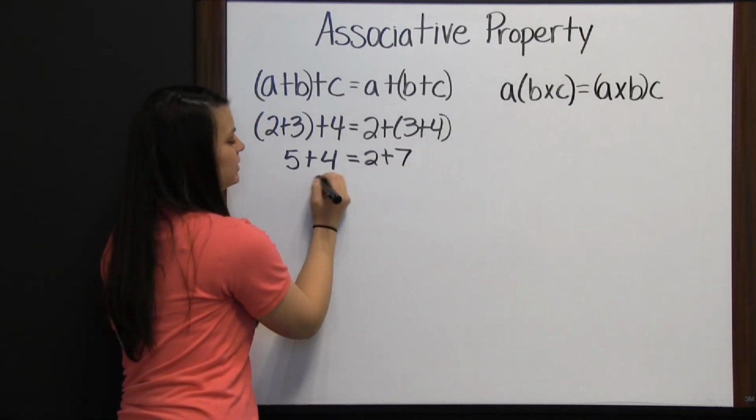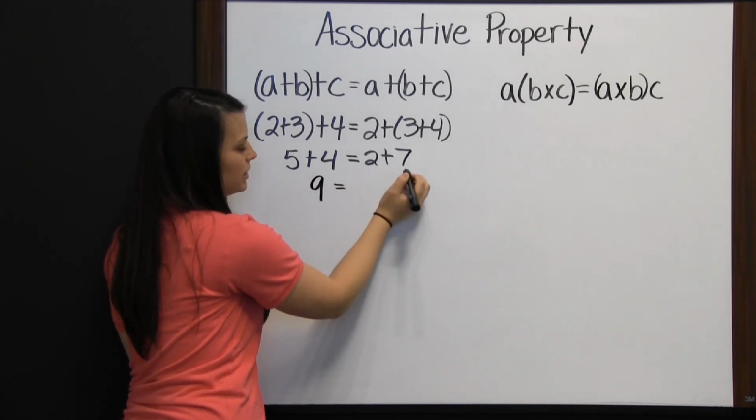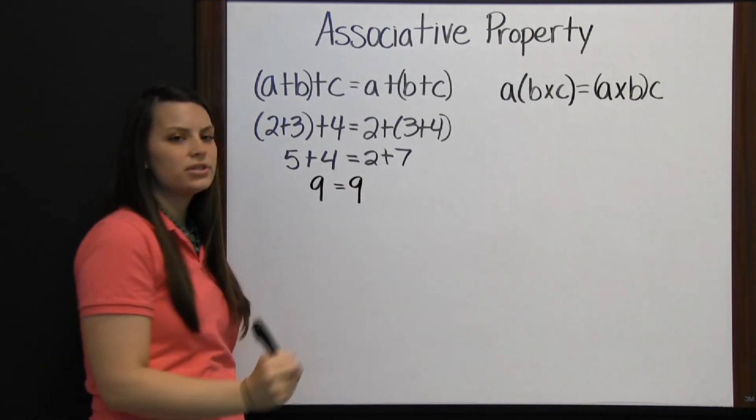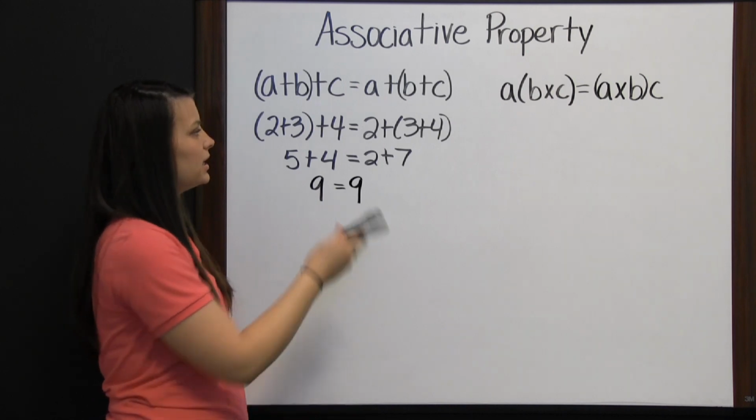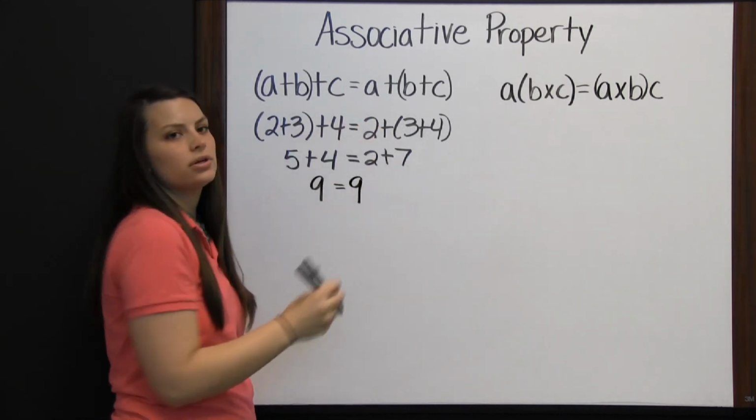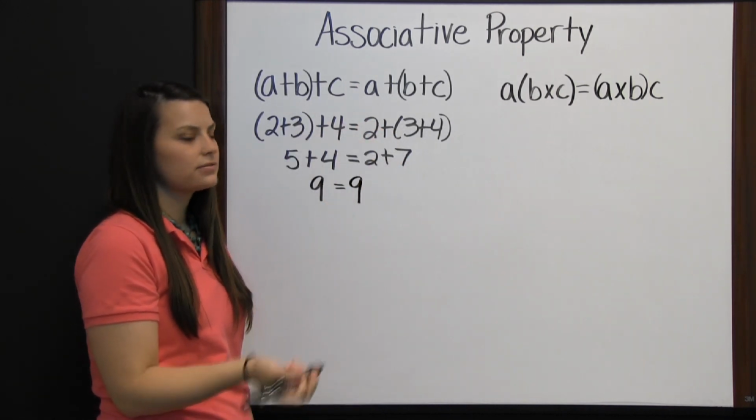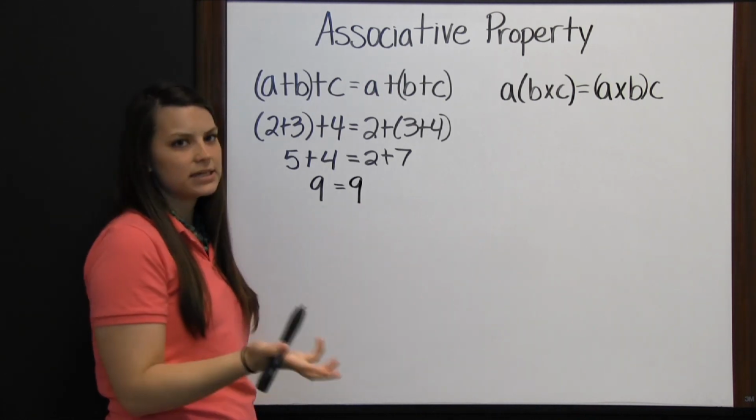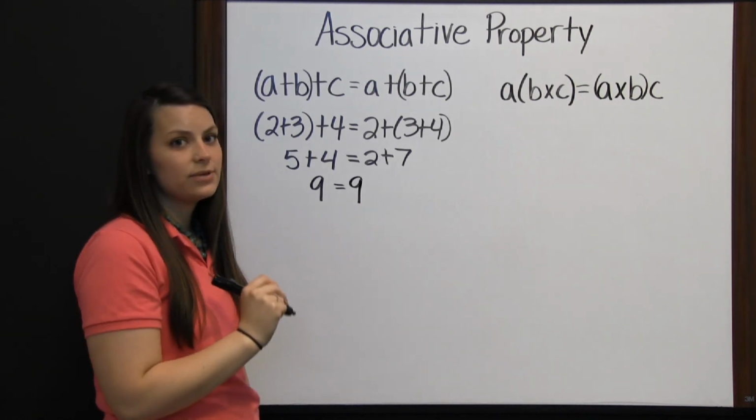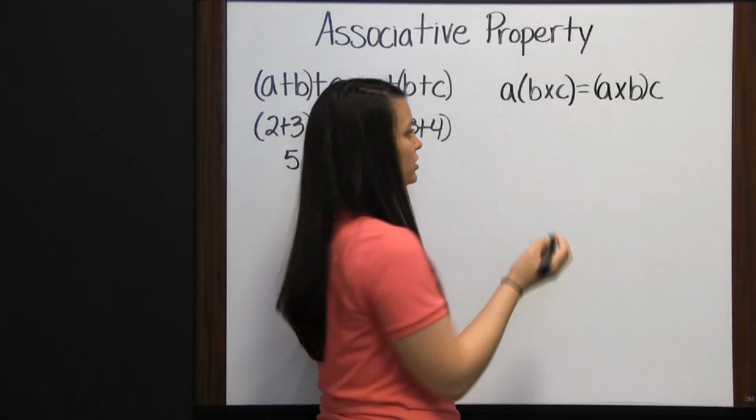5 plus 4 is 9, and that does equal 2 plus 7, which is also 9. So you can see it doesn't matter which terms we add first. Since we're doing addition, it doesn't matter what we do first. Let's see what happens when we do the multiplication side.